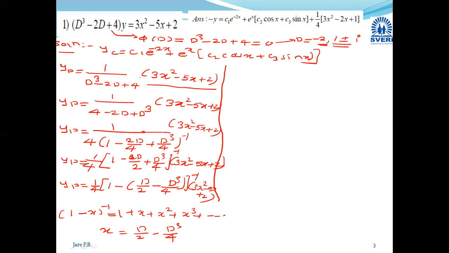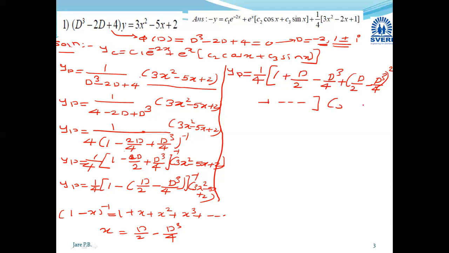Let us explain once. So yp equals 1 by 4 into, using this result, 1 plus x, where x is d by 2 minus d cube by 4, plus x square, d by 2 minus d cube by 4 bracket square, plus so on, into 3x square minus 5x plus 2.